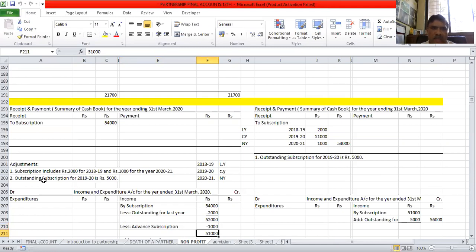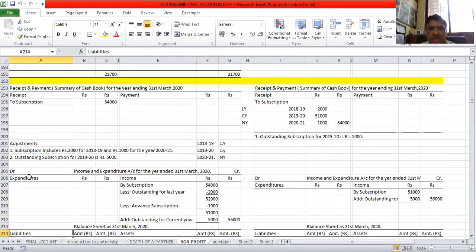And the second adjustment says that outstanding subscription is 5,000 for 1920. That means current year, the present year income outstanding. That means we have to add it. Otherwise we call it accrued income. So we have to add that current year income. So the total current year subscription should be 56,000.